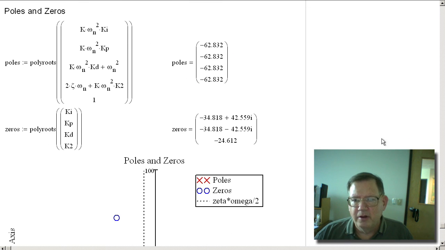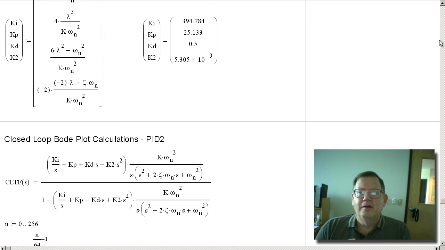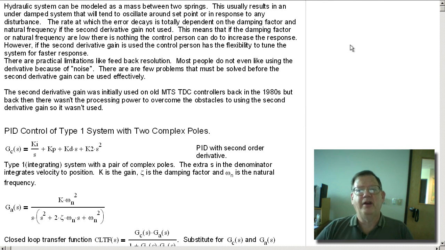So, key point here, again, you're limited by the mechanics and the hydraulics if you don't use the second derivative gain. And if you use the second derivative gain, you can extend the bandwidth without too much regard for the hydraulic design and the mechanical design.